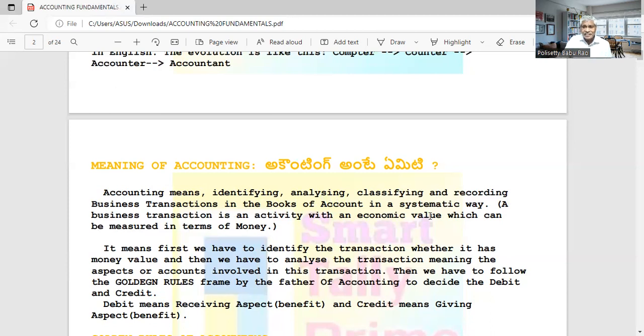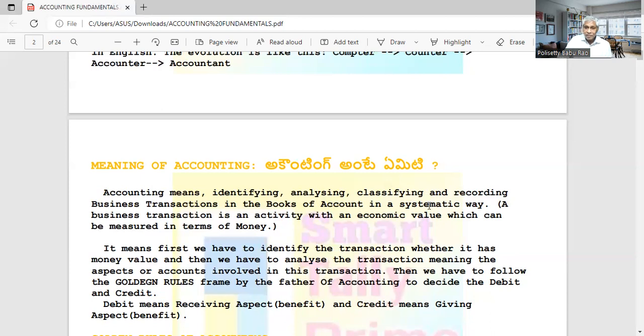So in every transaction, there will be two aspects. We can call them benefits also. One aspect we will give, or benefit we will give, and another aspect we will receive in every transaction. So we have to classify the aspects which we are getting. What are the two aspects in every transaction, and how to classify them?